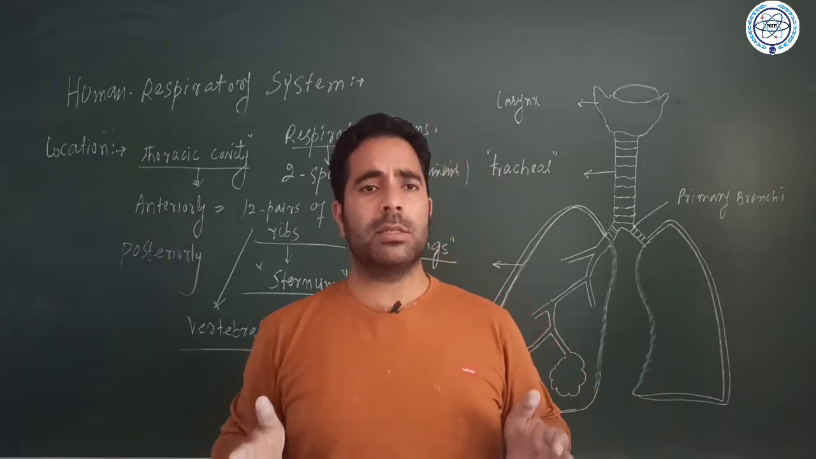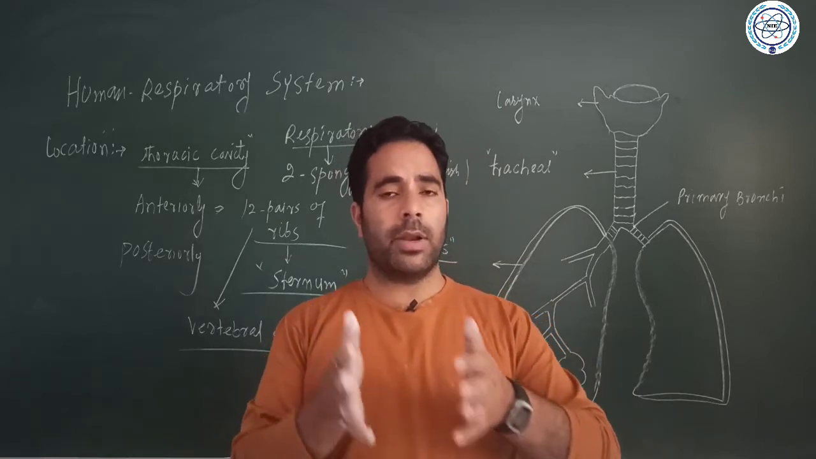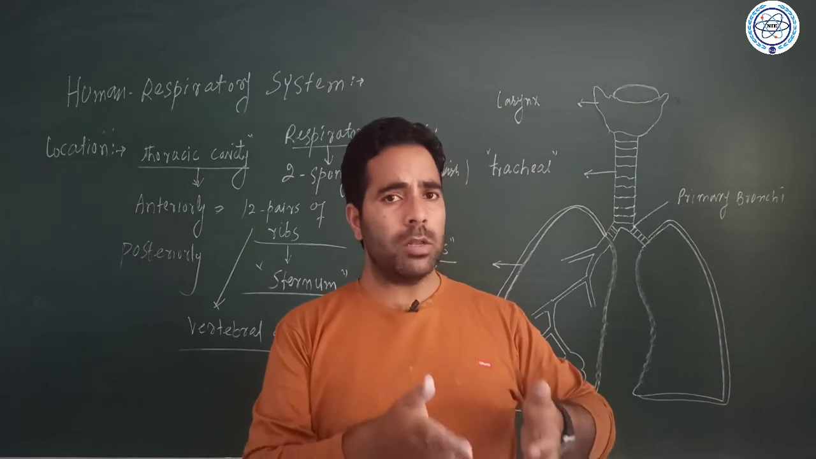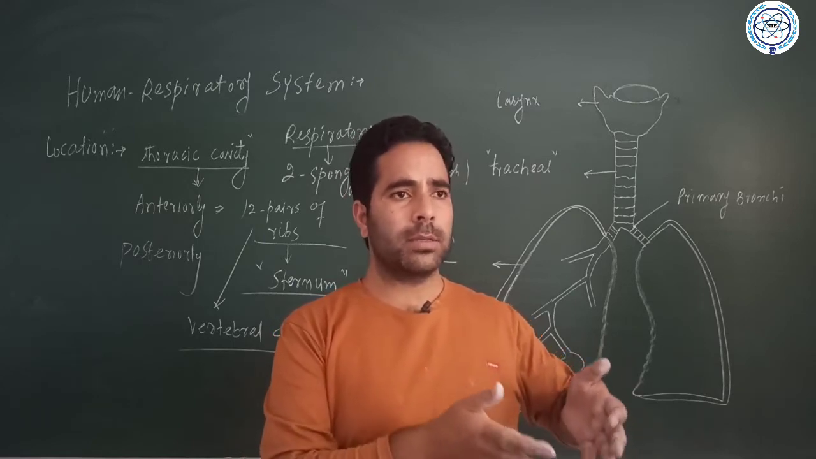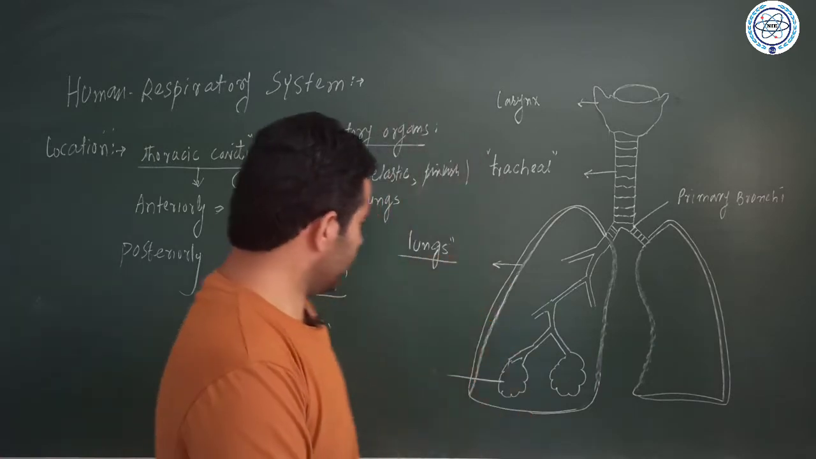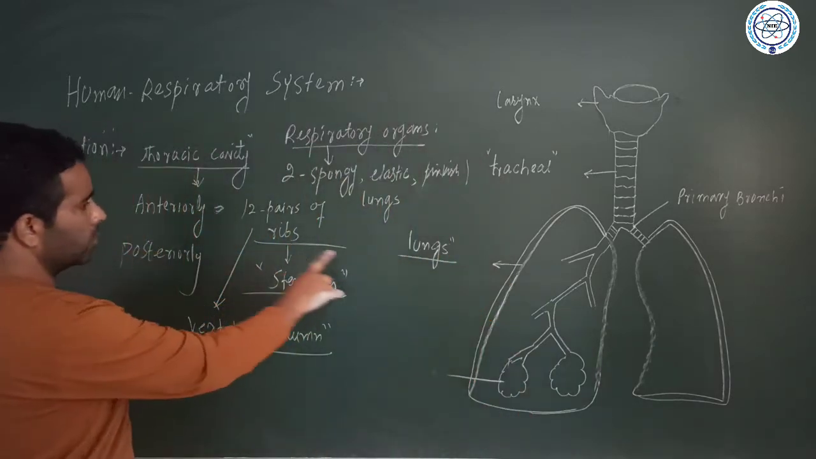Not only the lungs are protected by this thoracic cage, rather another vital organ, you know, that is the heart, is also located in the same space, that is the thoracic cavity, right? So this is what about the thoracic cavity, which is the location of these two lungs.